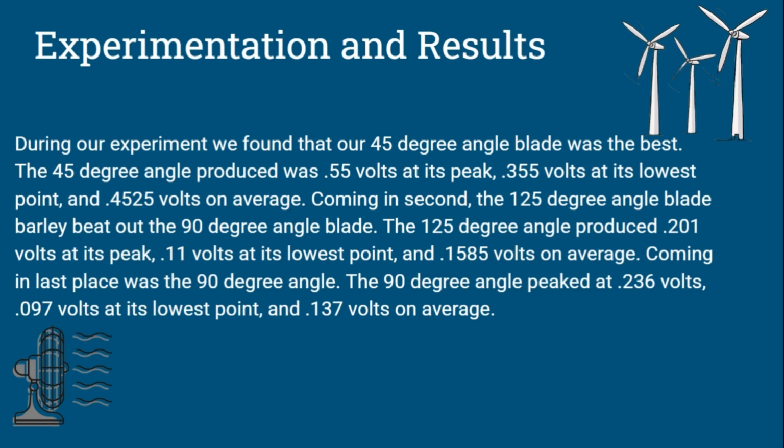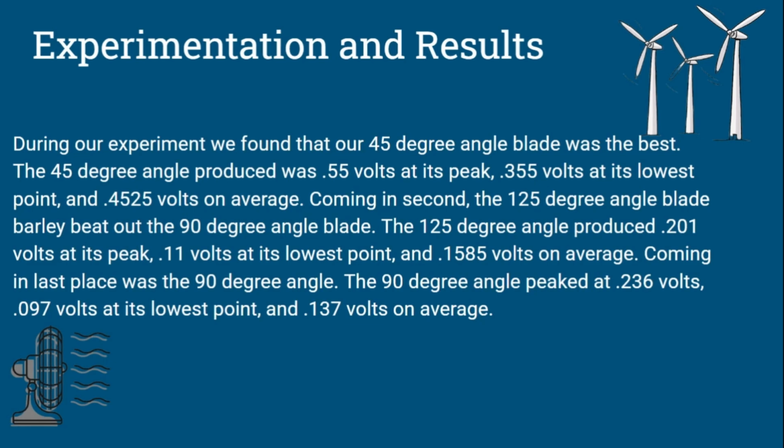Coming second was a 125-degree angle blade, barely beating out the 90-degree blade. The 125-degree blade produced 0.201 volts at its peak, 0.11 volts at its lowest, and 0.1585 volts on average. Coming last was the 90-degree angle blade. It produced 0.236 volts at its highest, 0.097 volts at its lowest, and 0.137 volts on average.